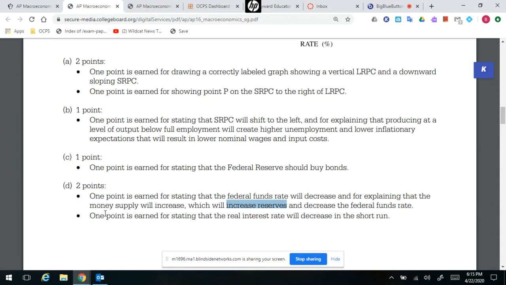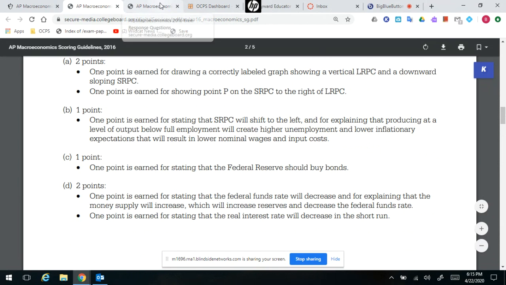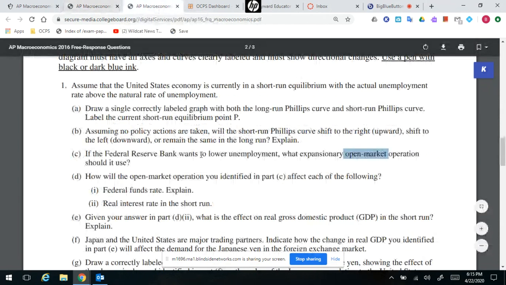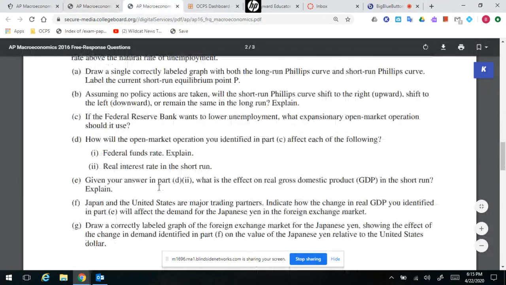The next point here is earned for saying that the real interest rates will decrease in the short run. With that overall increase of money supply, you are going to see a drop in those interest rates. You can check that from the flowchart there. Part E, given your answer in part D2, so real interest rates dropping, what is the effect on real GDP in the short run? Explain. Again, this is a straight flowchart question.